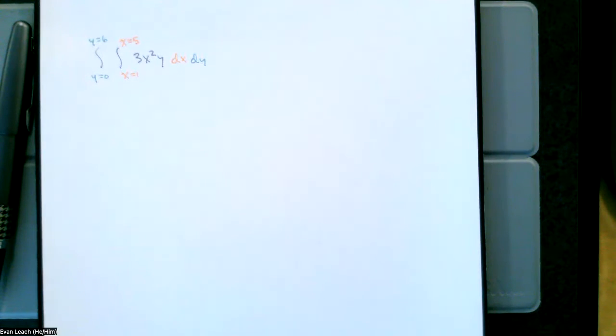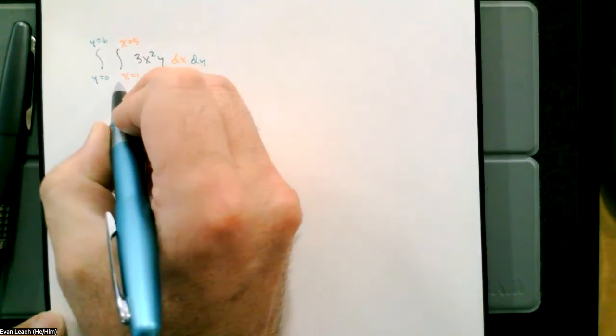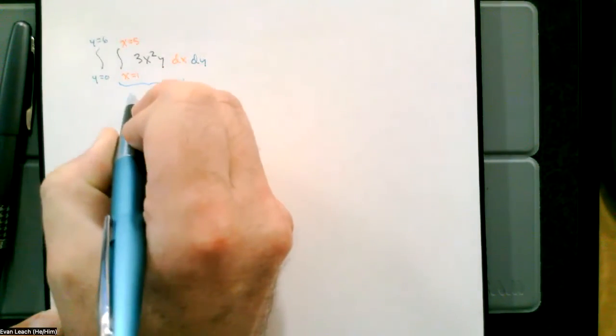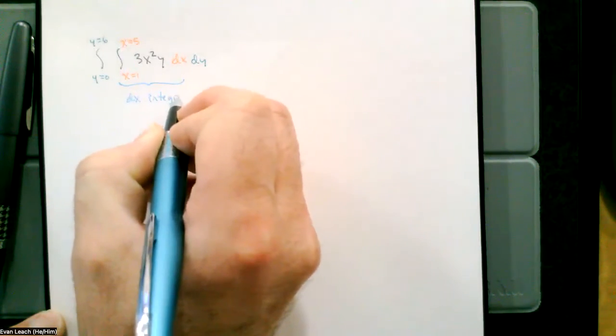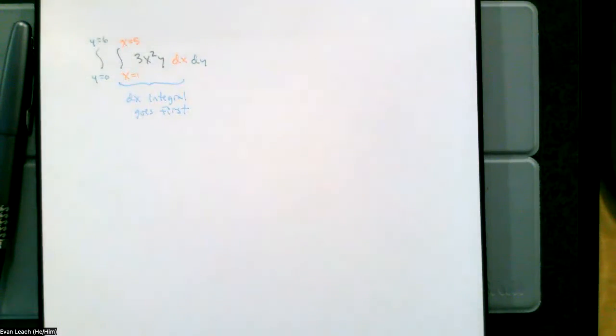So I mentioned that the integral and the d work like a grouping symbol. So that first integral and the dx, that's like your inner integral. That's the one that needs to go first. We're going to work from the inside out. So first, we'll do the dx integral. Now we're looking at 3x squared y dx. What's the integral of 3x squared y with respect to x?